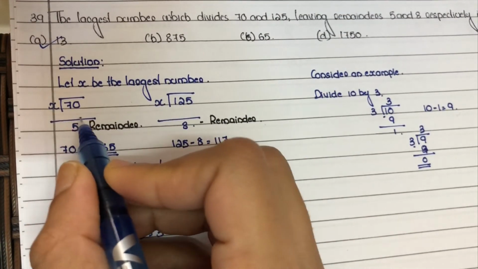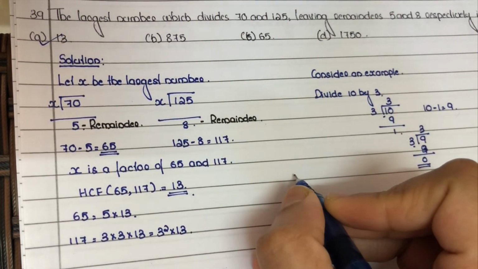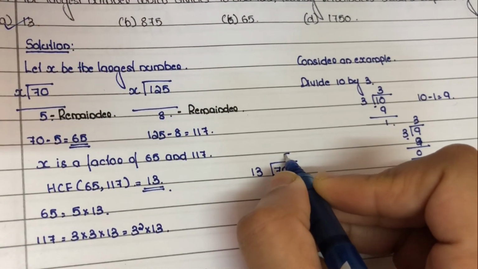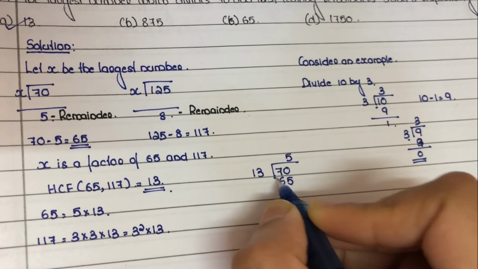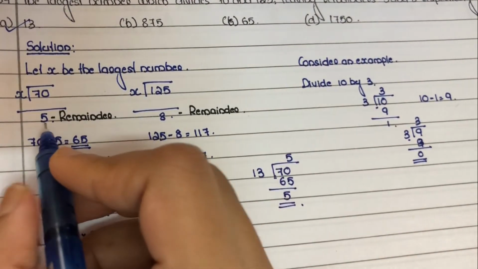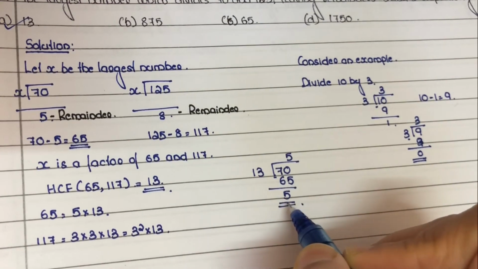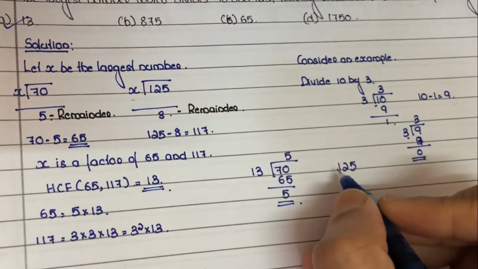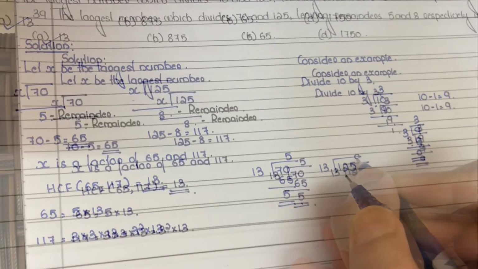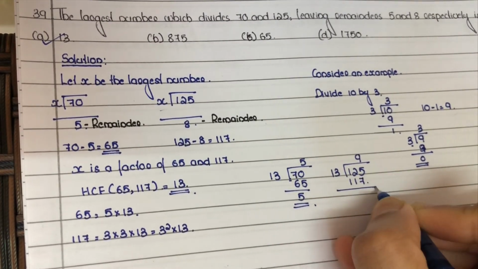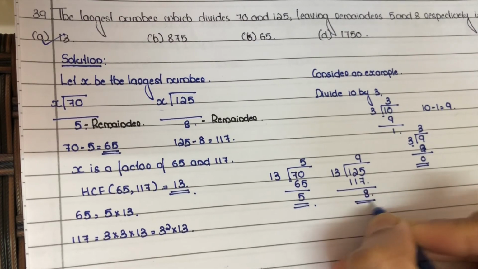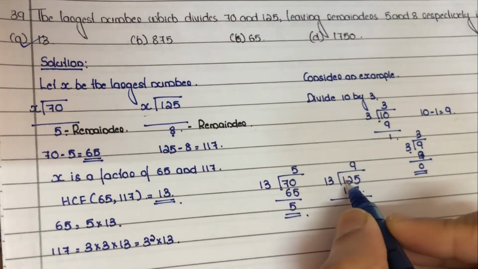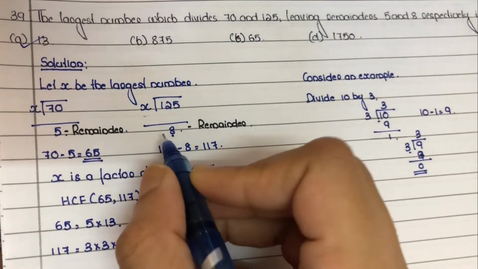Next, we can check it. Divide 70 by 13: 5 times 13 is 65, remainder is 5. When you divide 70 by 13, the remainder is 5. Similarly, 125 divided by 13: 9 times 13 is 117, remainder is 8. Here we got remainder equal to 8. That is, when you divide 125 by 13, the remainder is 8.